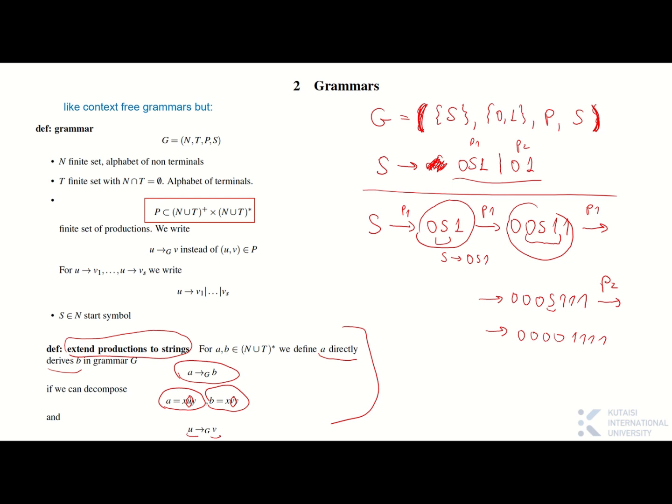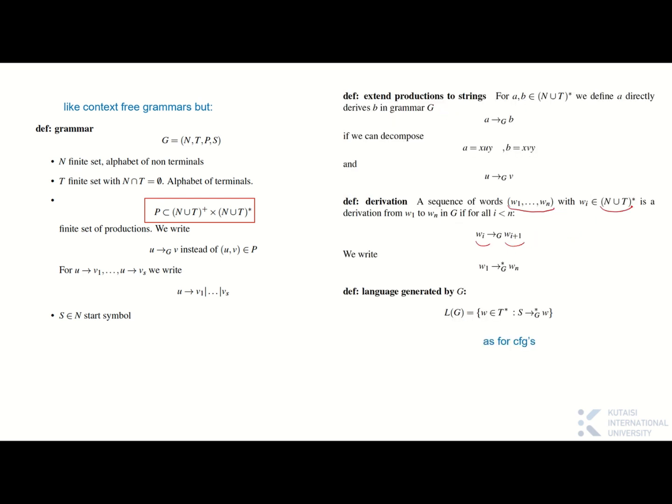However, I was able to use the rule inside, so I'm also allowing that. So this is what G says here: if I'm going from w_i to w_{i+1} with the rule, maybe using inside, I will write that this is the derivation. And the language generated by a grammar is all strings of terminals that are derived from the start symbol.